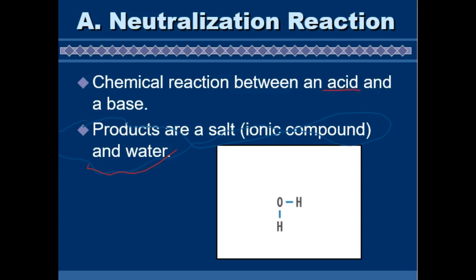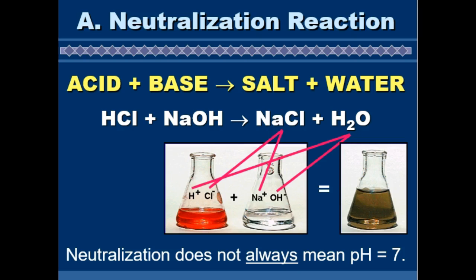So what does that look like? We have the acid and we have a base. We produce a salt and a water. And this is a salt, not salt itself. If I take hydrochloric acid and sodium hydroxide, I'm going to get sodium chloride and water.